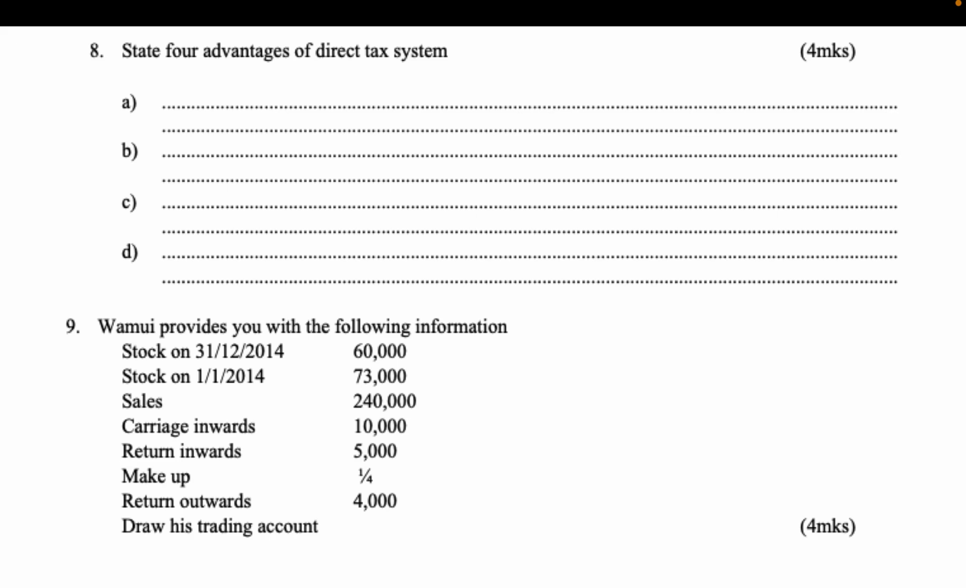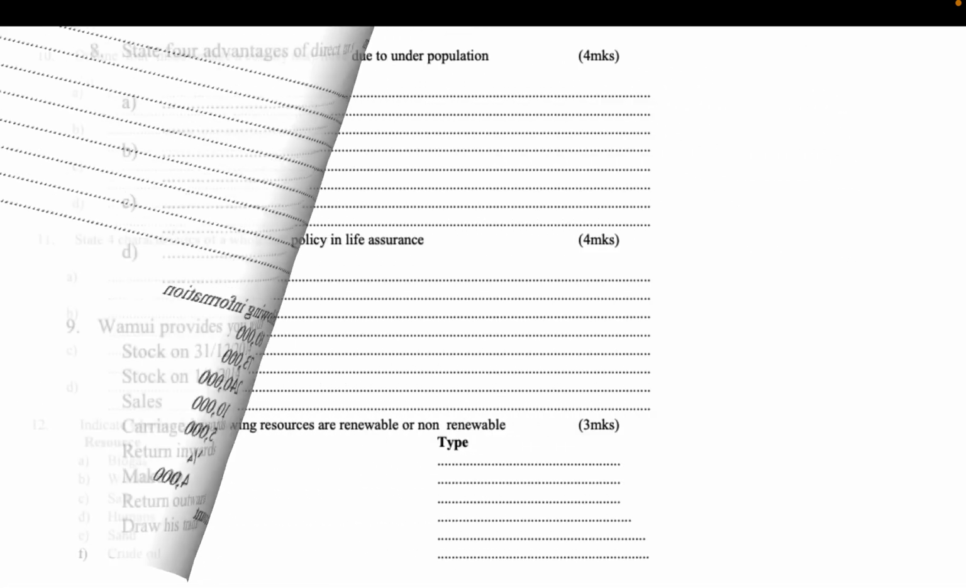Wamui provides you with the following information. Stock on the 31st of December 2014 60,000. Stock on the 1st of January 2014 73,000. Sales 240,000. Carriage inwards 10,000. Return inwards 5,000. Mark-up one quarter. Return outwards 4,000. Draw his trading account, 4 marks.